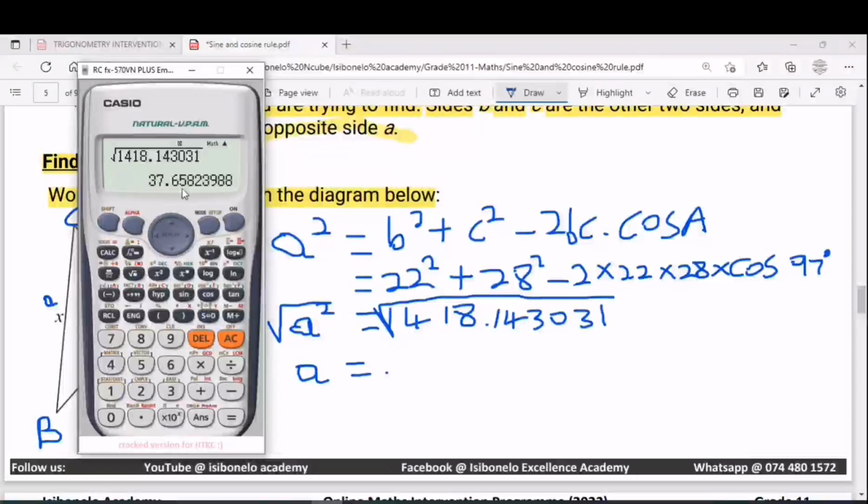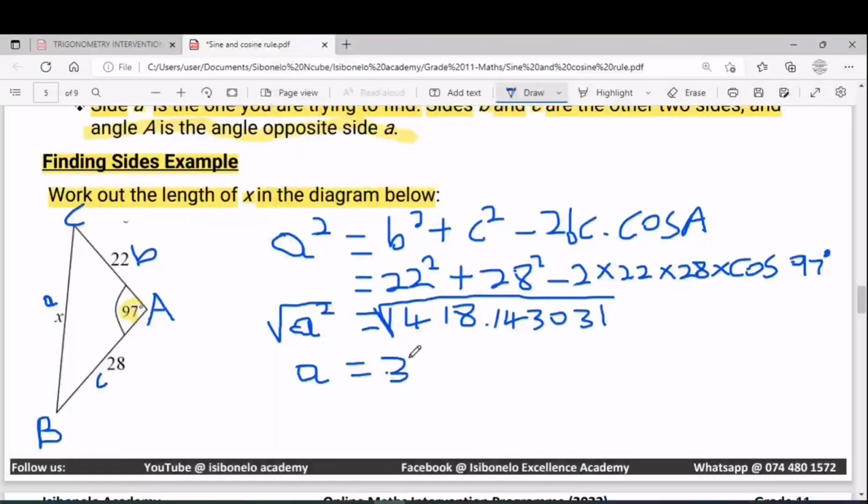Ithola u-37,6. So must round that to 2 decimals. Kuzoba u-66 because it's no 8 laphaya. So 8 to 1 go 5 kube u-66. If rounded to 1 decimal, it's about 37,7. If rounded to the nearest whole number, it's about 38 degrees. So rounded to 2 decimals it's about 37,66.